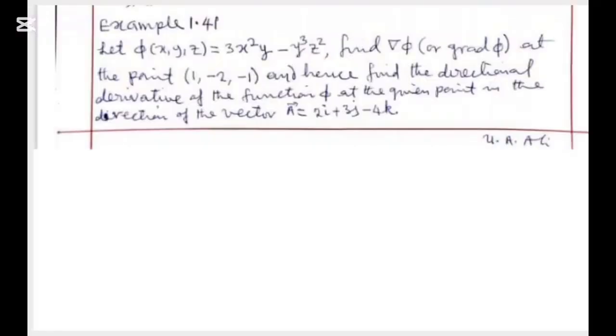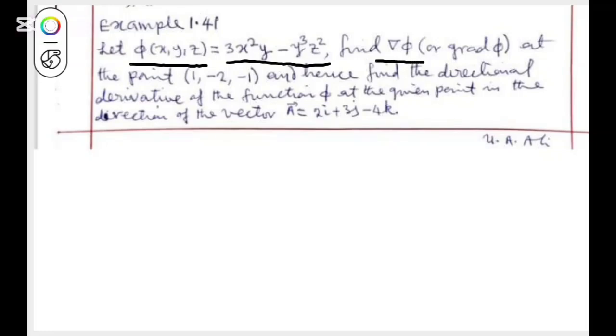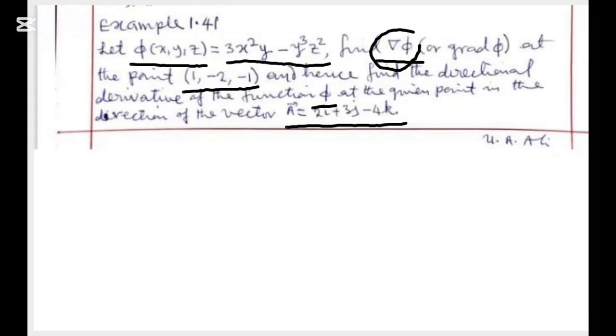So you have to take note of that. The question says let psi of x, y, z be equal to 3x squared y minus y cubed z squared. We are to find del psi or grad psi at the point (1, -2, -1), and hence find the directional derivative of the function psi at the given point in the direction of the vector. So this is the direction of the vector. So the first thing that I'm going to do, solution, I have to first identify del psi.